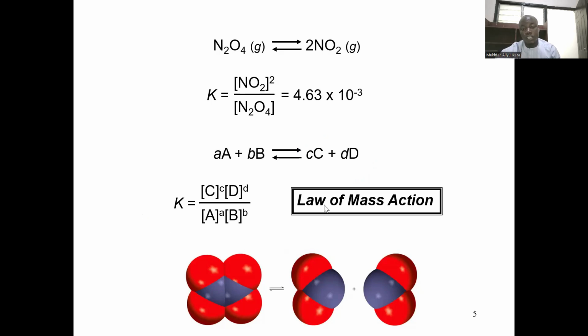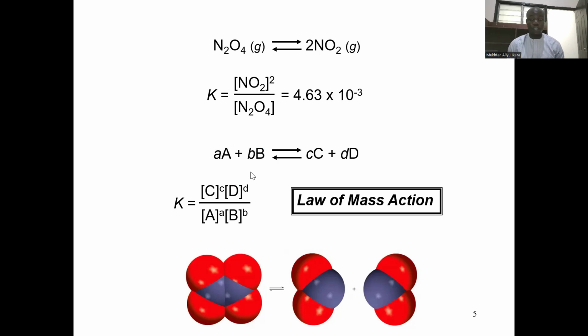This equilibrium constant is stated according to the law of mass action. And what is the law of mass action? According to the law of mass action, the rate of the reaction is directly proportional to the product of the concentration of each of the reactants. So that is how we arrive at this.